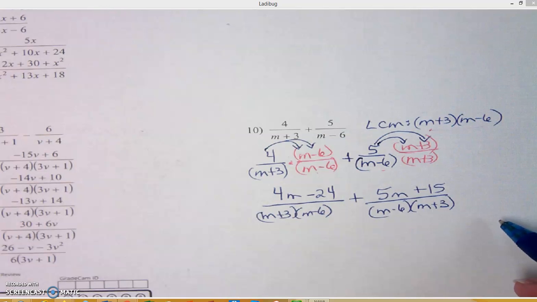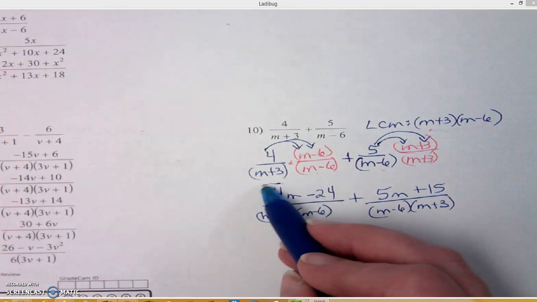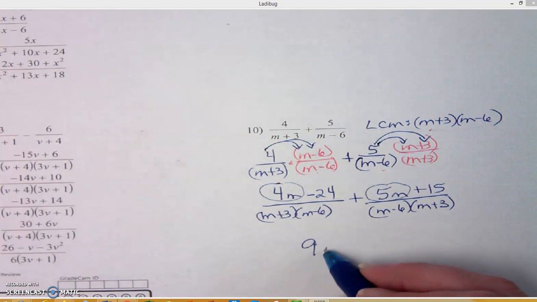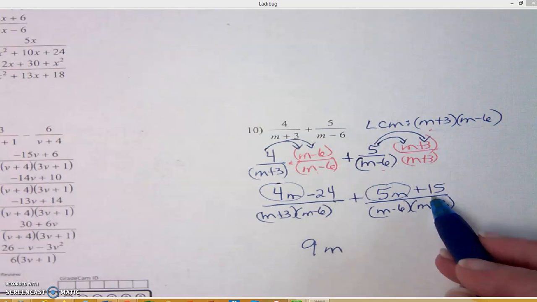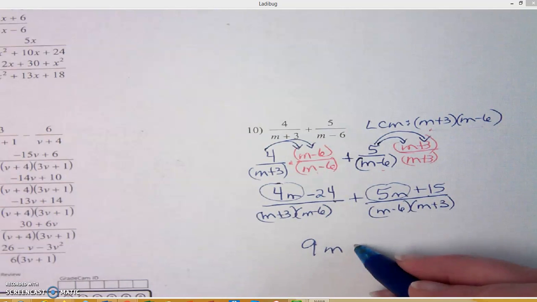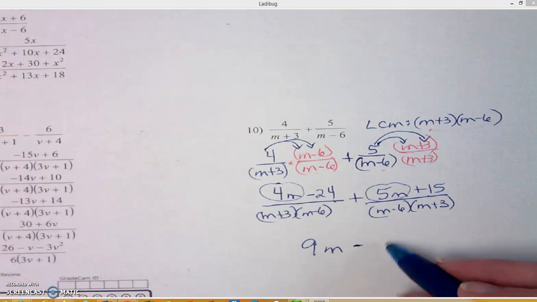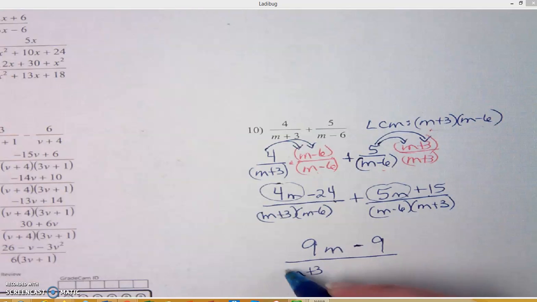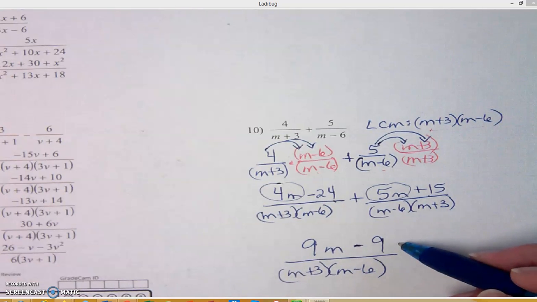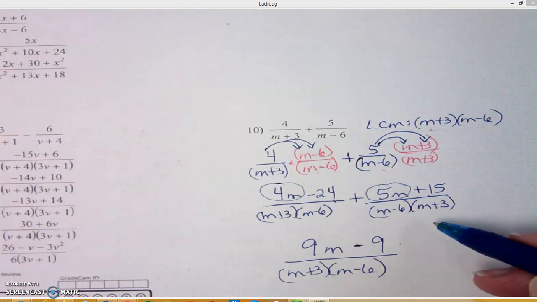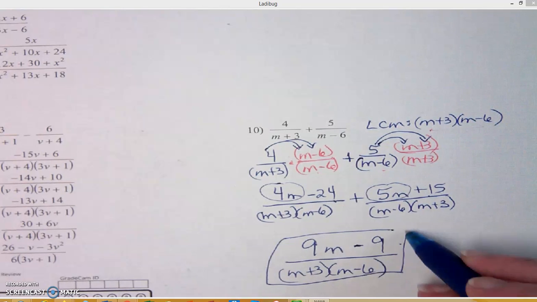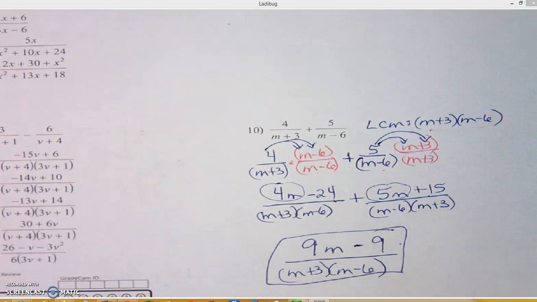So now I can combine like terms. I have a 4m and a positive 5m. So when I add those together, I get 9m. And then negative 24 and a positive 15. 24 is bigger, so I keep that sign. And 24 minus 15 gives me 9 over m plus 3 times m minus 6. I could factor a 9 out of this, but that's just going to give me 9 times m minus 1, and I won't be able to cancel anything out, so I'm just going to keep my answer like that.